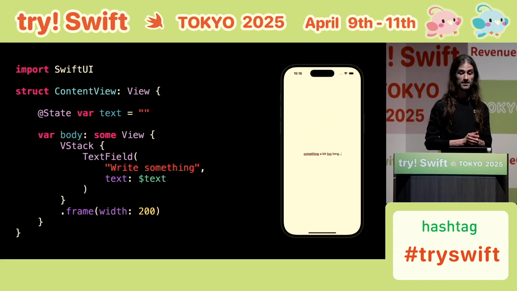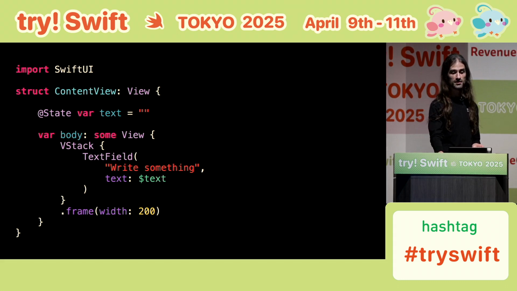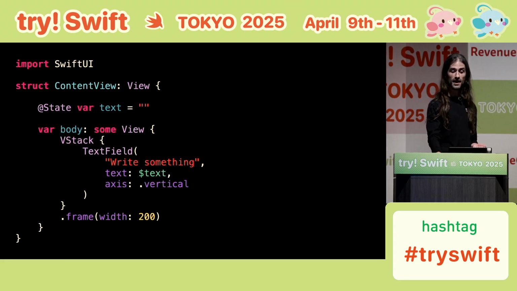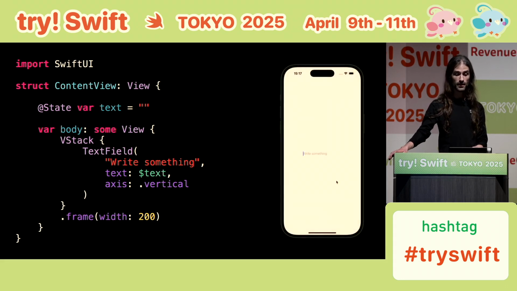And it's quite easy to overflow on a text field. If you ask for the name of a user, some people will have very long names. Same thing if you ask for an address, for example. But the great thing is that since iOS 16, you can just set the new parameter axis to be vertical. And just by doing that, then when your text field overflows, it will overflow vertically.